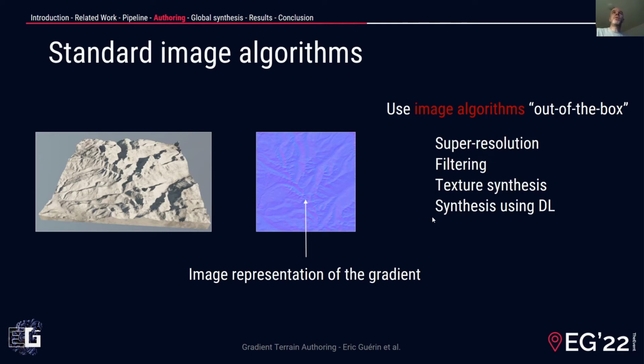DEMs are usually represented by images, which simplifies their manipulation. We can transpose this to the gradient using two channels of the image to represent the two components of the gradient here. This has the advantage of being able to use standard image algorithms, but applied in the gradient domain. We successfully applied this to super resolution, filtering, texture synthesis, and other machine learning methods.